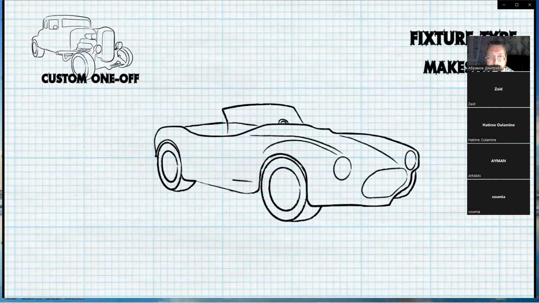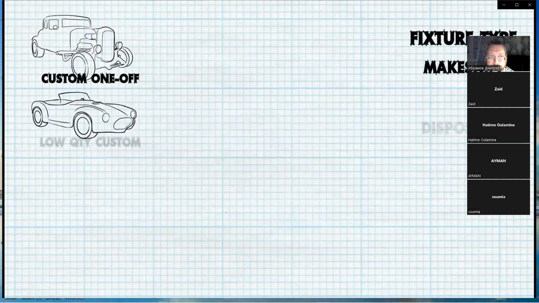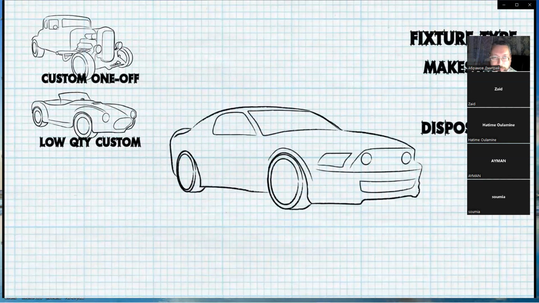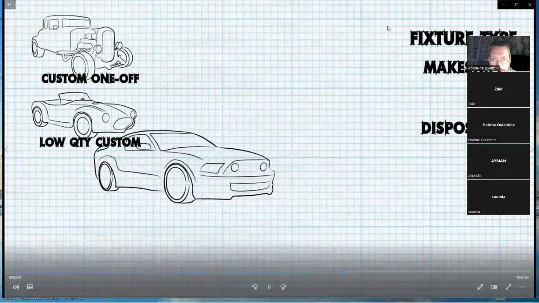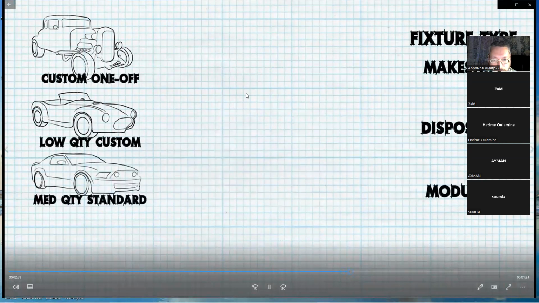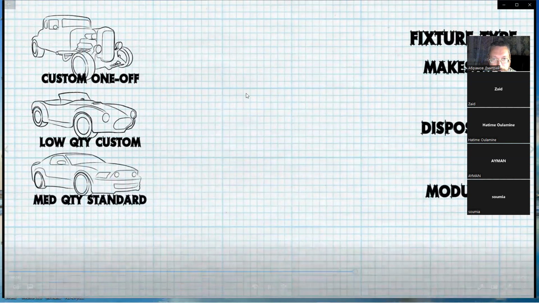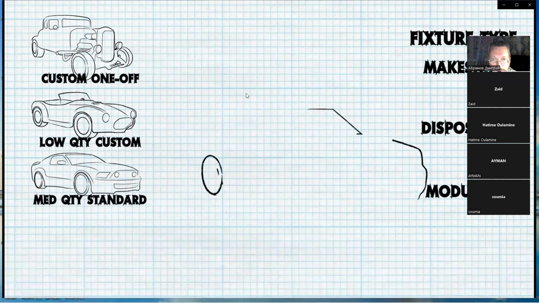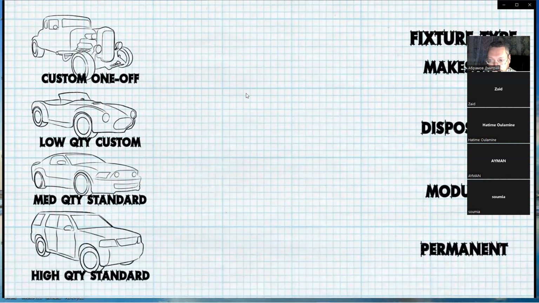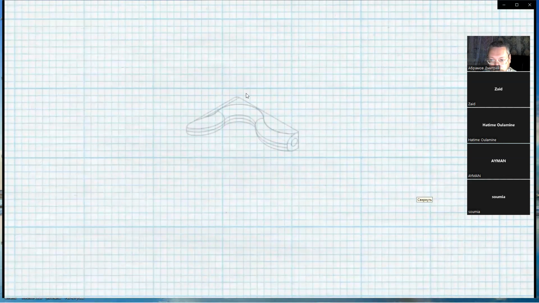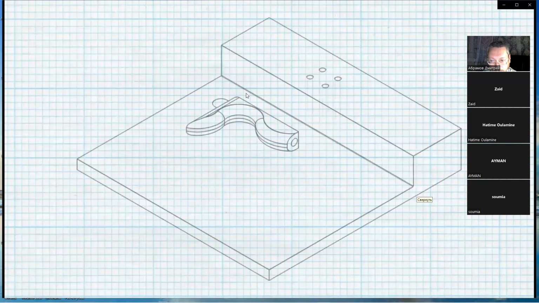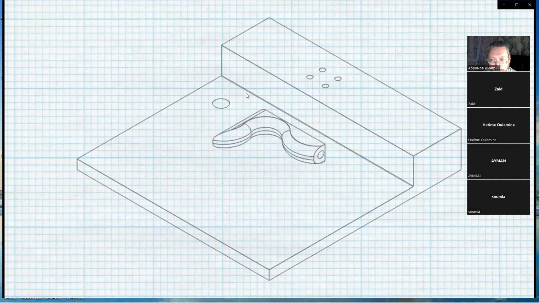Whereas low-quantity custom parts may use a disposable fixture designed for the workpiece but not meant to be long-lasting. As the quantity of parts to be processed increases, the fixture design becomes more robust, moving into modular design, flexible enough for several standard parts, and finally into permanent custom fixtures for very high-quantity part runs. While the type of jig or fixture design may evolve, the basic components used remain fairly constant.